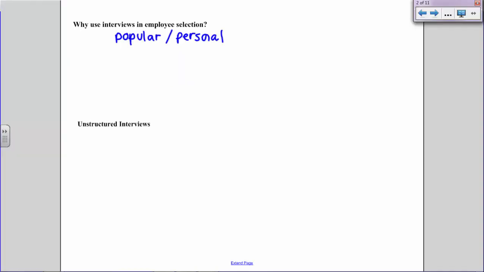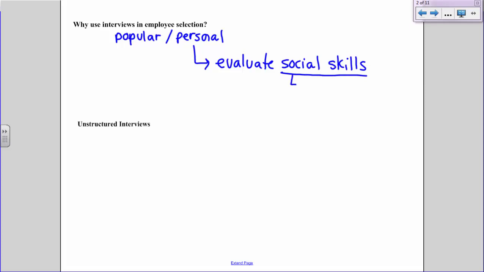And again, they're more personal than a written selection test or a knowledge test or a computerized test or something like that. And the reason that that's important is because that personal interaction really allows you to evaluate social skills that are really hard to evaluate if you don't actually meet and interact with the applicant. And these social skills are not really easily measured with other procedures. So when we talk about social skills, we're looking at oral communication, or interpersonal skills, or really just trying to see what they're like and if there's somebody that you would want to work with.